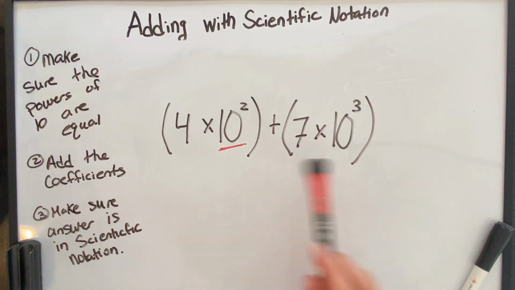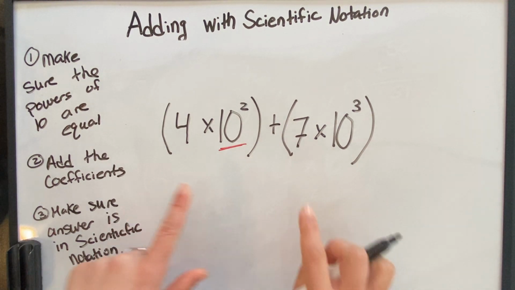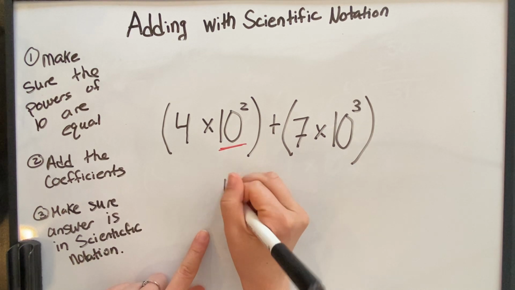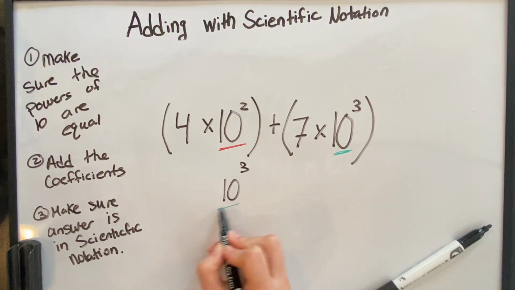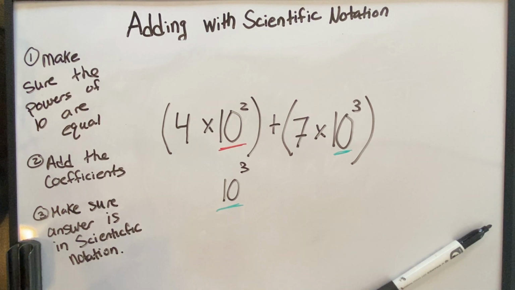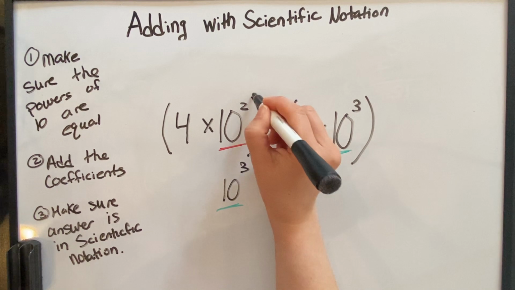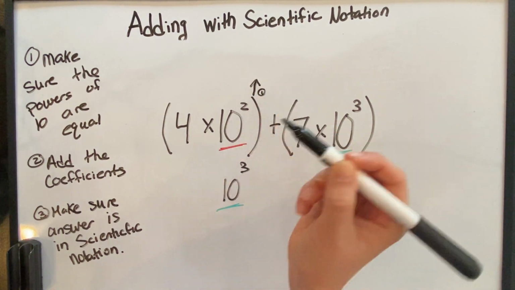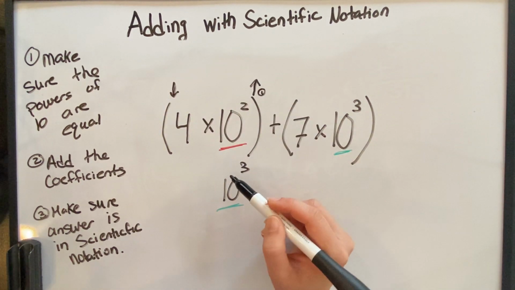My powers of 10 are not the same, so we must convert one. I'm just going to work with the first one that I see. So that means that I need to convert it so we get 10 raised to the 3rd power. I want it to be the same as this one. So let's look at how we changed. We went from 2 to 3. Therefore, my exponent increased by 1. That means my coefficient must decrease by 1 place value.